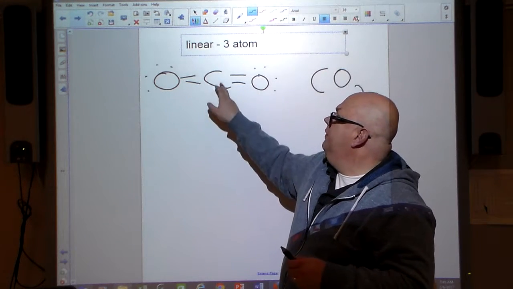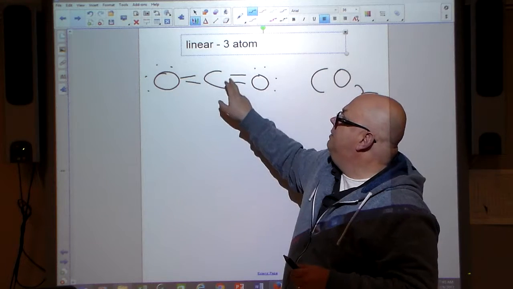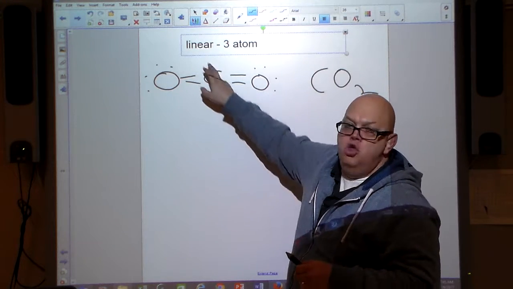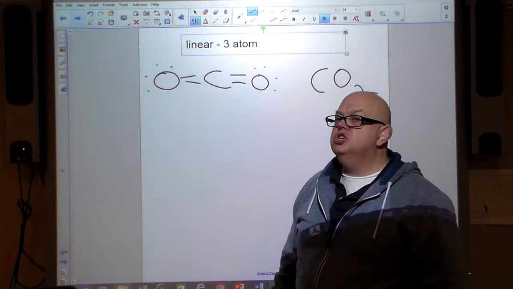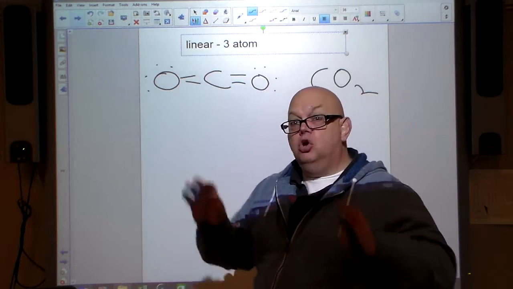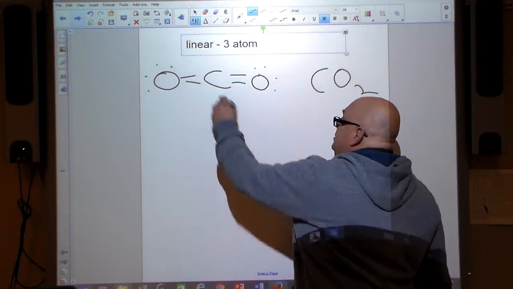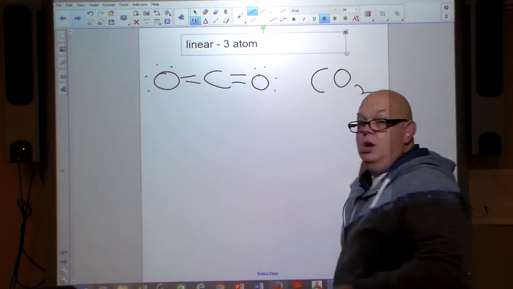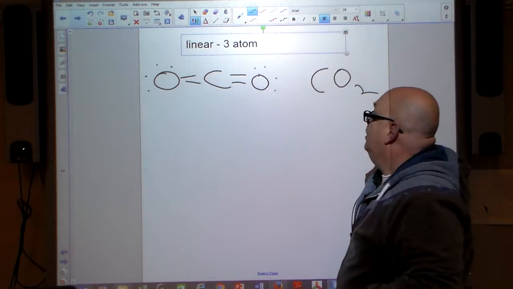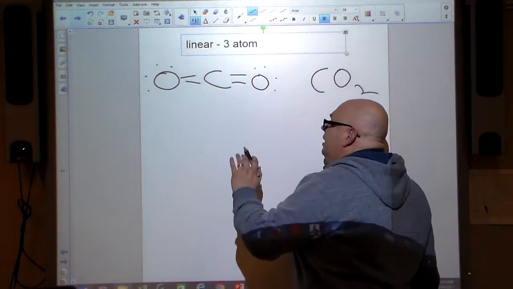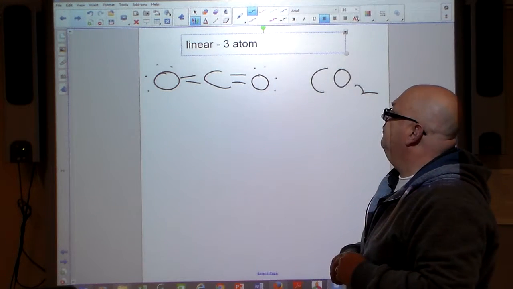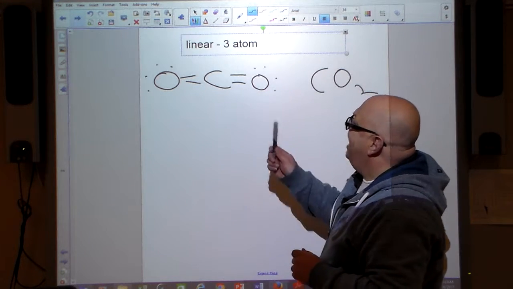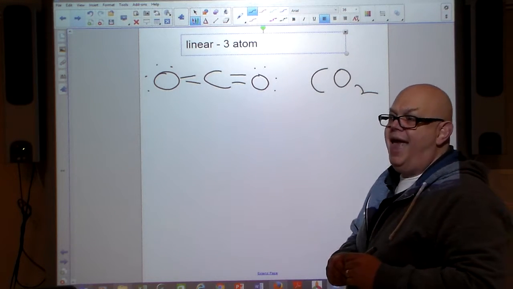Okay? So if you look at the central atom, there are no unshared electron concentrations there. There are none. They're totally occupied, which is why we are seeing what we are seeing here. Okay? So this is a straight line. And of course it's nonpolar, but that's a subject for another video. Okay? But that is the linear 3 atom.